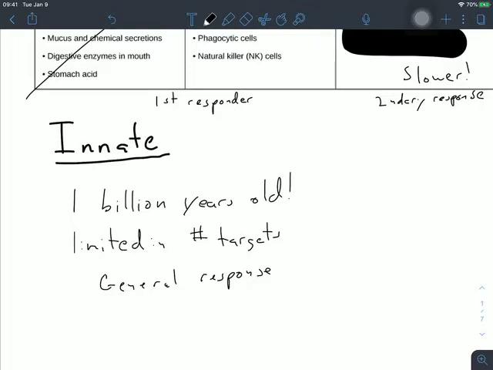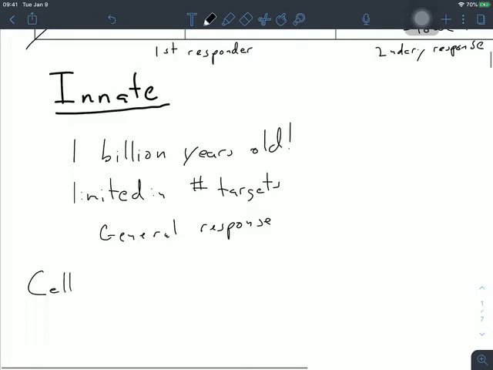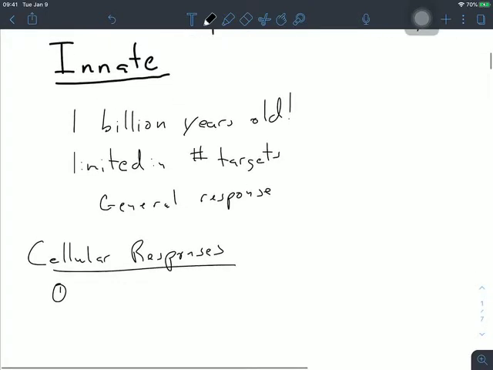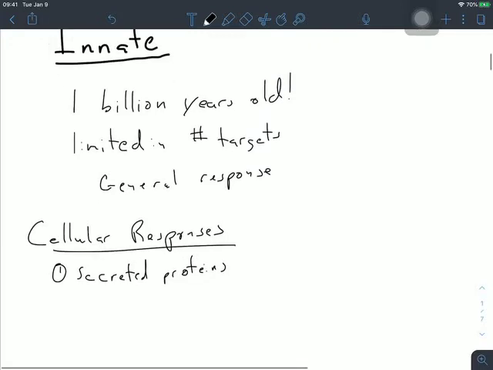Now, in terms of your innate immune system, there are 3 general cellular responses that you're going to see. They are, number 1, some sort of secreted proteins. Meaning that your cells will identify when something should not be there and try to kill it. Then, there can also be receptor-mediated signaling.